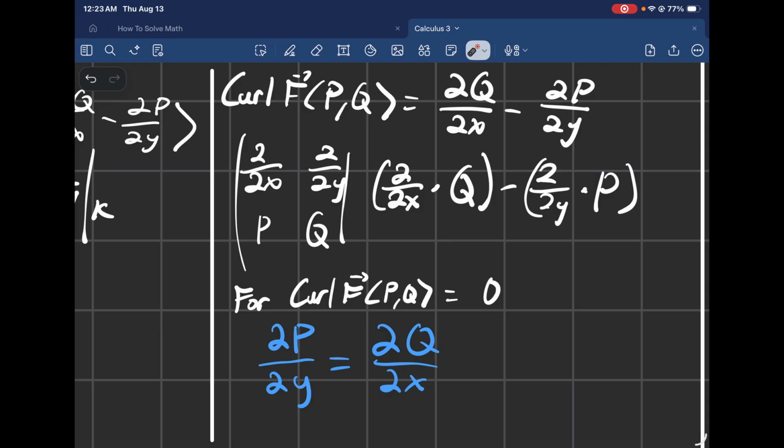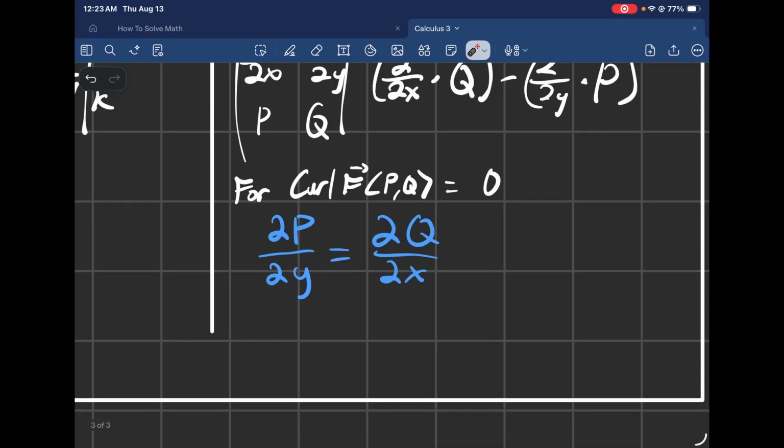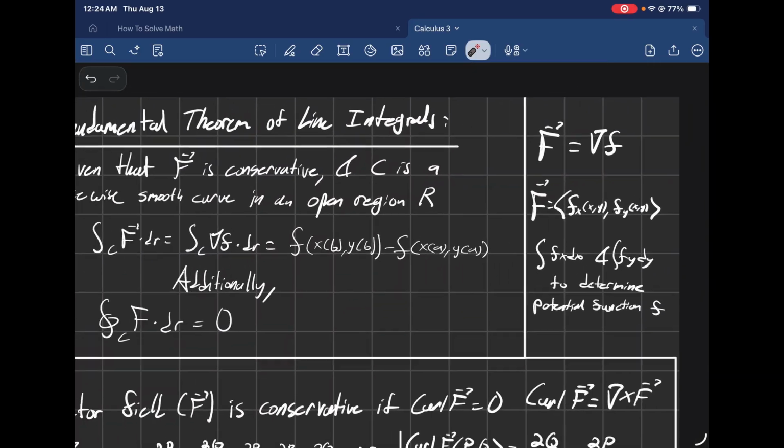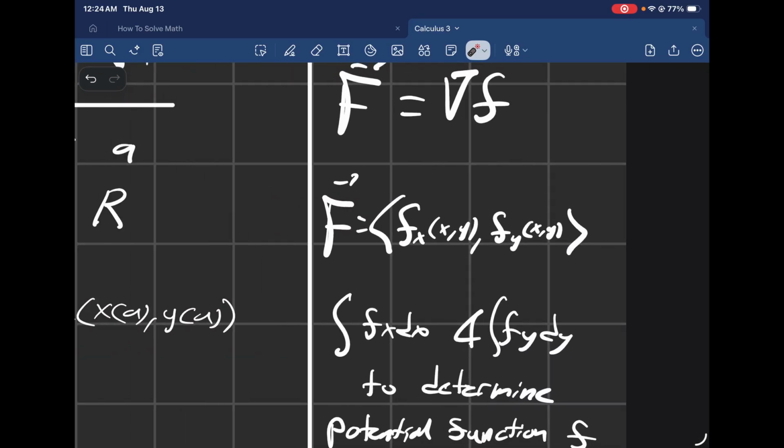So here's just the math that I did, and this is our curl of f. To make sure that it equals 0, let's make curl of f equal to 0, and we would just be moving the partial derivative of p with respect to y to the other side. That way, for curl of f to be equal to 0, the partial derivative of p with respect to y has to equal the partial derivative of q with respect to x. And once we satisfy these two conditions, we can go ahead and determine our potential function.